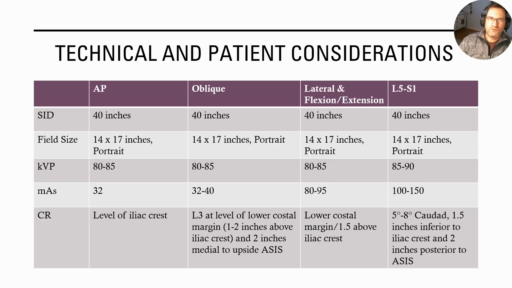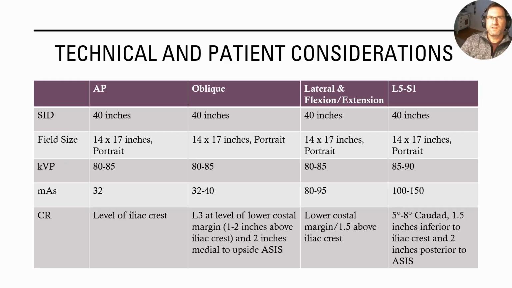Our technical and patient considerations consist of SID of 40 inches for all projections. Our field size will be 14 by 17 in a portrait. And we'll start with the AP projection. The kV will be at 80 to 85. Our mAs will be set at 32, and we'll center at the level of the iliac crest.